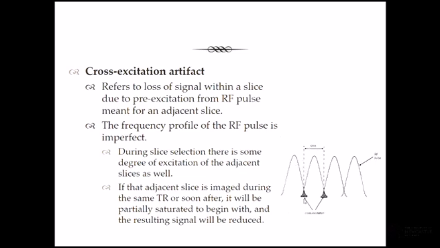So when we do slices that are next to one another, we have a little overlap here in the tails of the sinc pulse. That can mean that we do get a little bit of crosstalk. It's not really a big deal when you do clinical imaging. If you think it's going to be a big deal, you just use little slice gaps. So during slice excitation, there is some degree of excitation of the adjacent slices. If the adjacent slice is imaged during the same TR or soon after, you can get partial saturation effects.